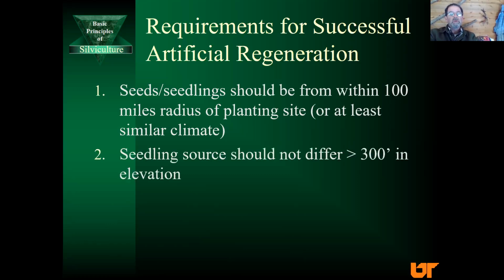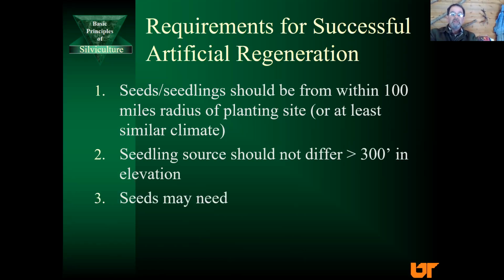Secondly, the seedling source should not differ within about 300 feet of elevation as well. But the same holds true with that. Unless you're collecting the nuts and growing the seedlings yourself, that's a pretty hard thing to control.